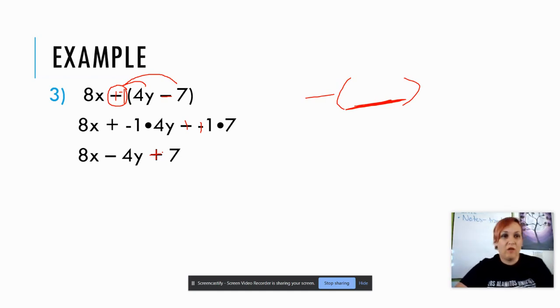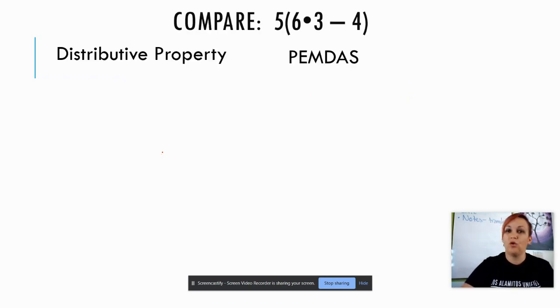The final thing I want to leave you with today is I want to show you why we don't do the distributive property when we have only numbers in a problem. Okay, so we talked about this in the first video. If we have a problem with only numbers, we're supposed to do the order of operations, PEMDAS. We're not supposed to distribute. The D in PEMDAS is not for distributing, it's for division. But let me show you why.